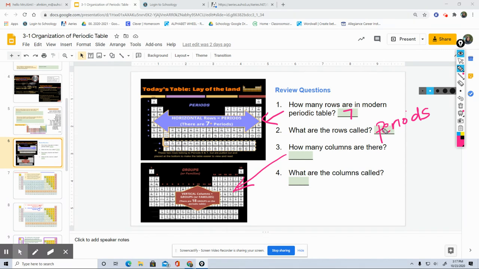Okay, slide number 6. The answers are right next to the questions. So how many columns are there? There are 18, and these columns are called groups.